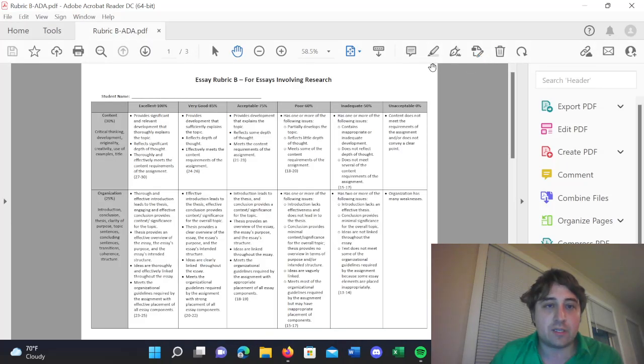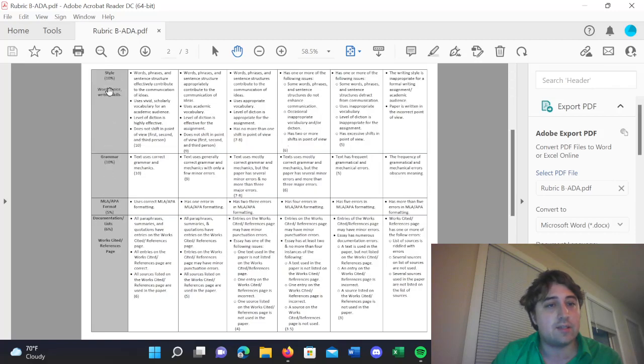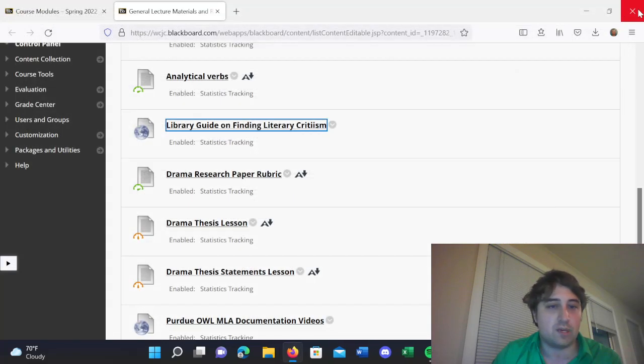And the rubric we're using is essay rubric B for essays involving research. As I covered before, this has all of the main elements as essay rubric A for essays without research: content, organization, style, grammar. But in addition, it has MLA format, documentation lists, documentation in-text citation, and sources. Those are the things you'll be graded on, and the percentages of your grade those will be.